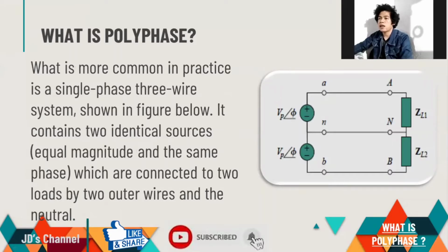So what is more common in practice is a single-phase, three-wire system, which is ito yung class. Yung kanina is just two-wire, ito single-phase, three-wire. It contains two identical sources. So ito yon, two identical sources, equal magnitude and same phase, which are connected to the two loads by two outer wires and a neutral. So ito yon, yung ating two wires and yung ating neutral, syempre sa gitna. Ito nga, sa gitna nasa yung ating neutral wire. And ito yung ating load, class. So that is yung ating single-phase, three-wire system.